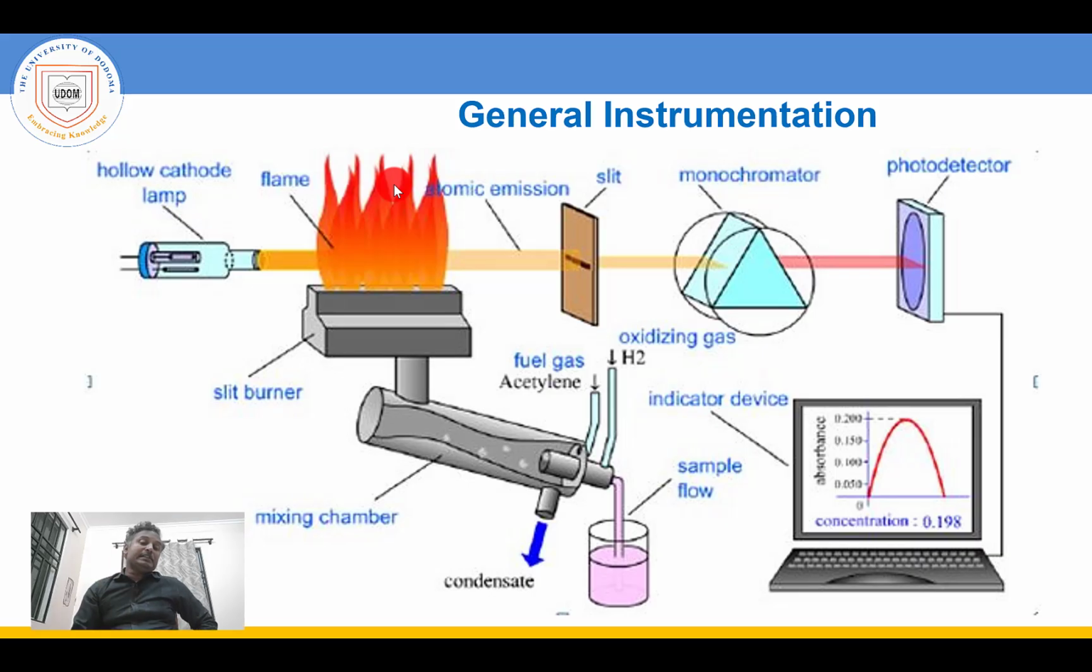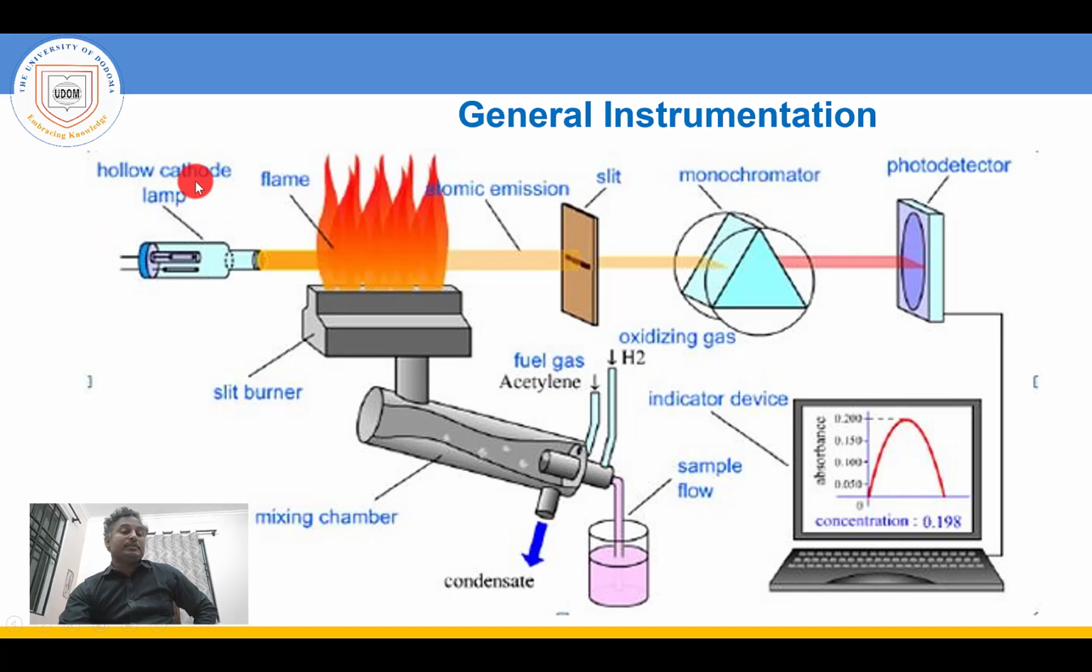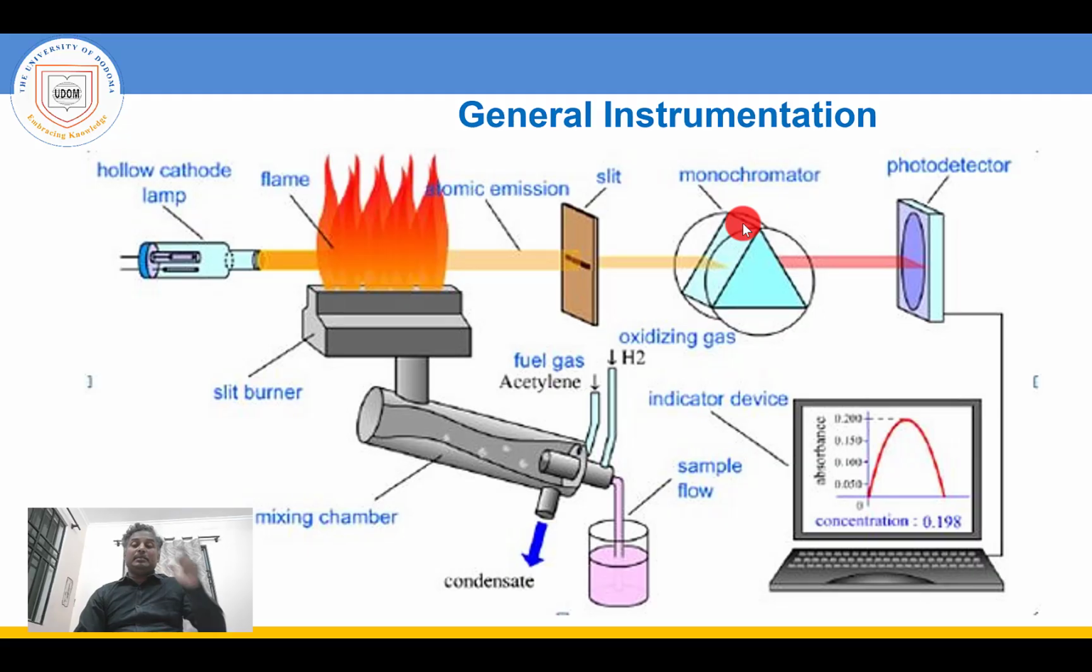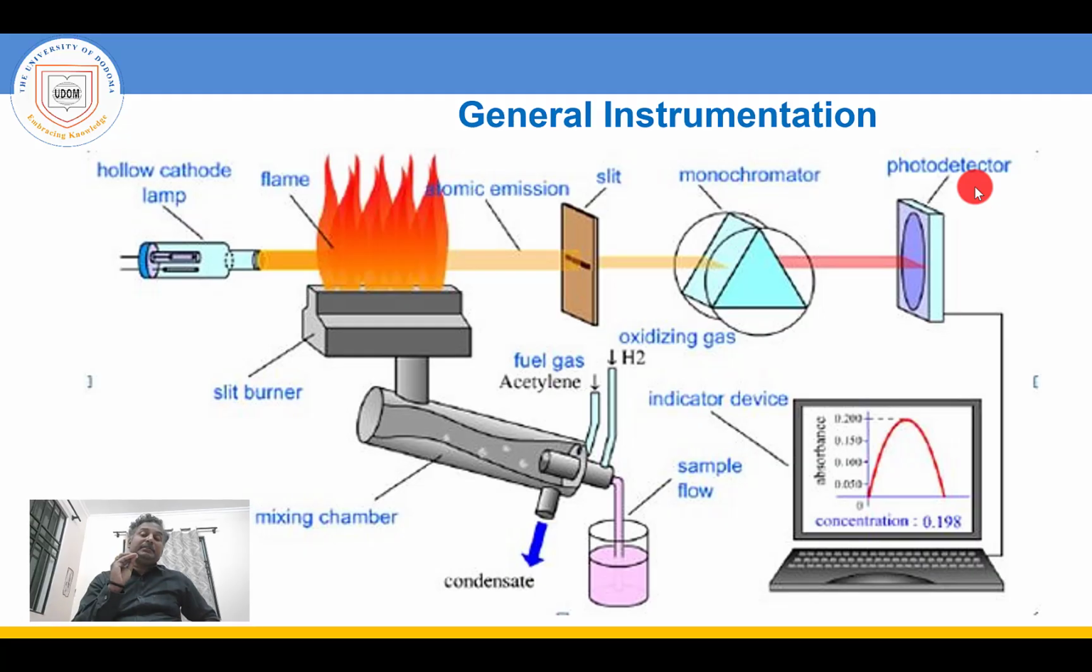If it is thermal excitation, it is atomic emission spectrometer, and if it is radiant excitation, see for example here there is a hollow cathode lamp. This is a lamp, radiation source. And when we have radiation source in line with the monochromator and detector, this is atomic absorption spectrometer. That means this is purely atomic absorption spectrometer. What is the function of monochromator? The function of monochromator is to select the required wavelength for a particular element. And there is a detector. What is this detector? Photodetector. Photodetector means the detector which will detect the radiation and convert the signal into electrical signal.